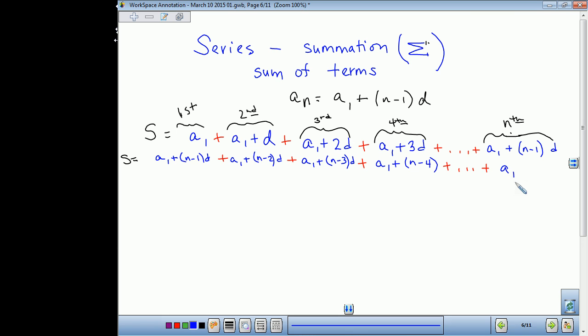Okay, so we're going to take this and do the same exact thing. We're going to add them. So here I have a sub 1 plus another a sub 1. How many a sub 1s does that make? 2. So we have 2 a sub 1 plus n minus 1 times d. Okay, now these two get a little tricky. The a sub 1 part, not so bad. A sub 1 plus a sub 1 is 2 a sub 1.